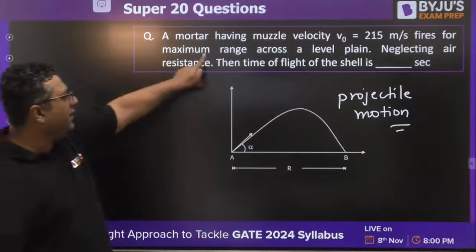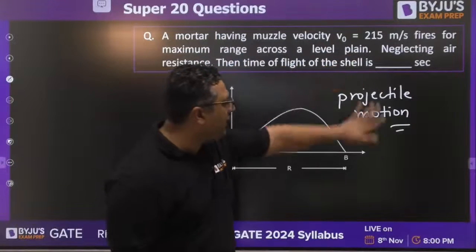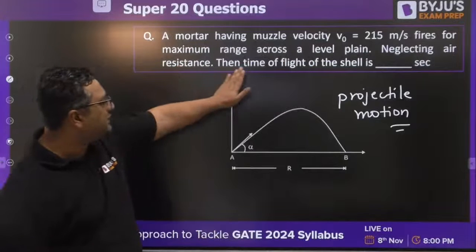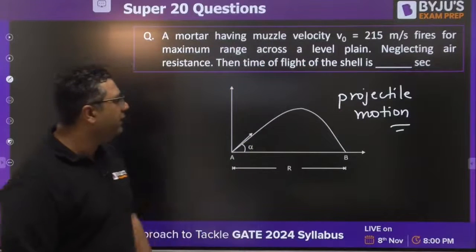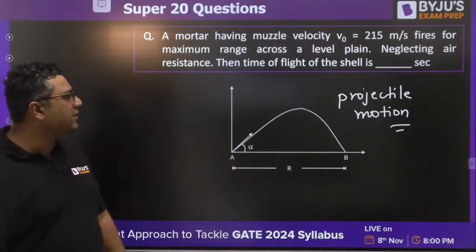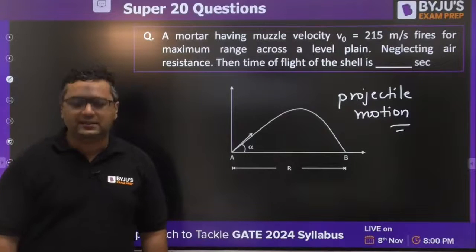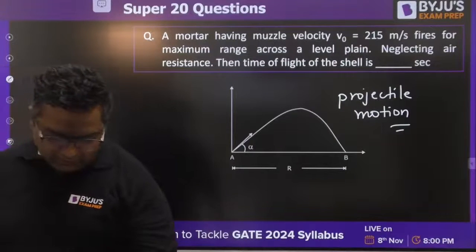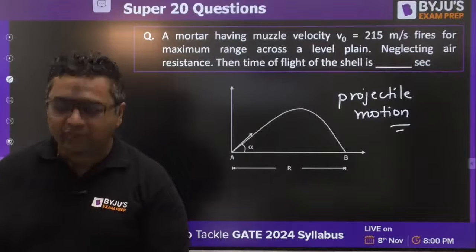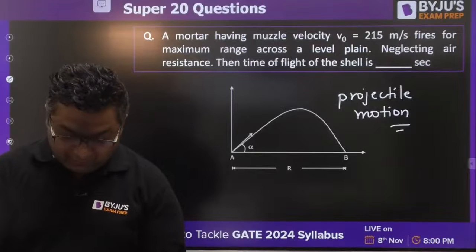A mortar having muzzle velocity of 215 meters per second fires for maximum range across a level plane. Neglecting air resistance, time of flight of the shell is. Yes, you need to find out the time of flight. I feel everybody would be knowing the formula for time of flight.